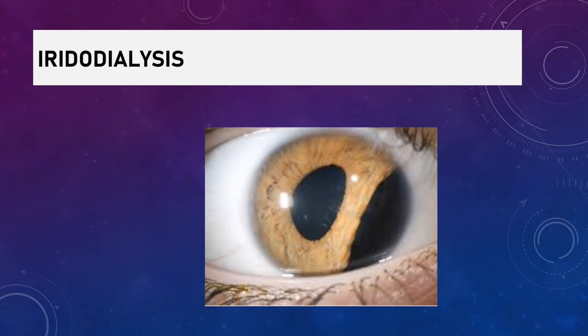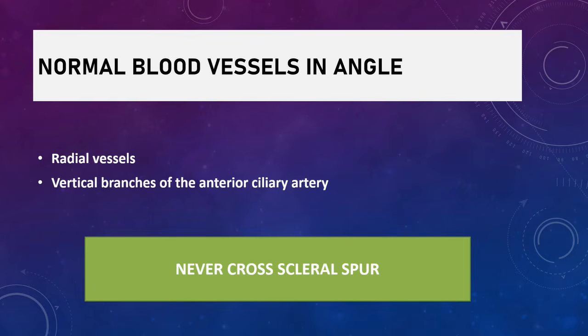Next is the iridodialysis. As I told you, there is cyclodialysis. The iris itself, the root of the iris, can also get separated from the ciliary body, and in such a case you will see a D-shaped pupil like this. So the normal pupil is circular, and when part of the iris gets detached, that part of the iris will move like this, and you will get a D-shaped configuration to the pupil.